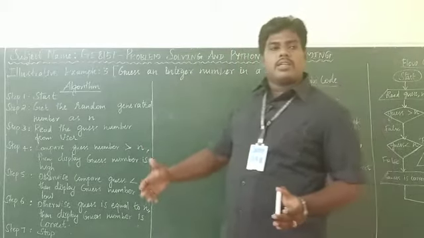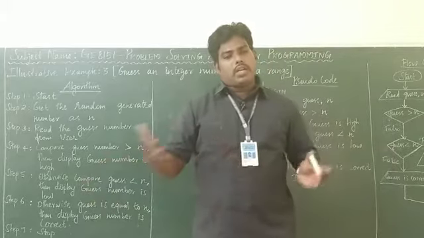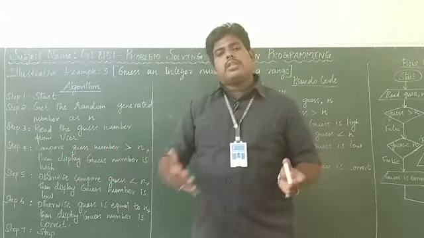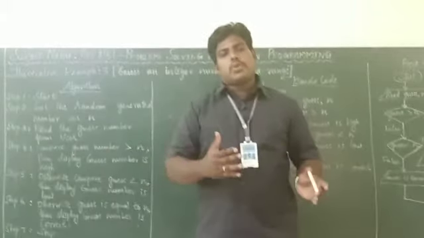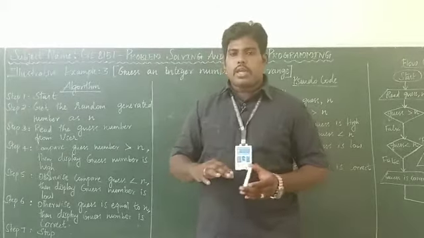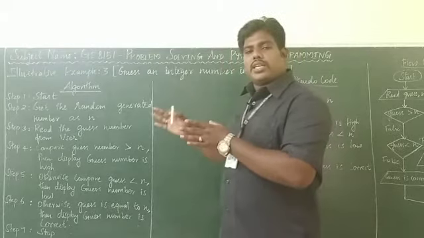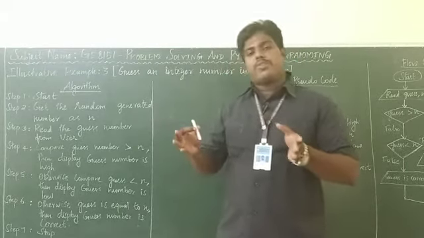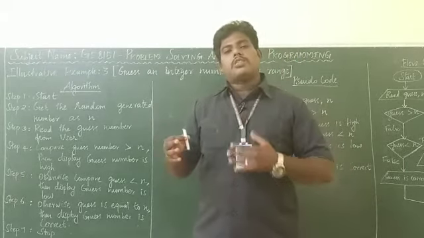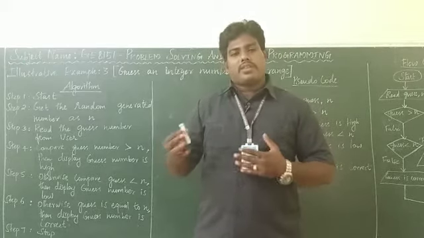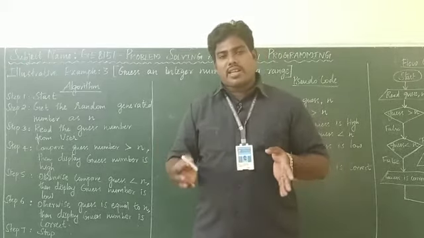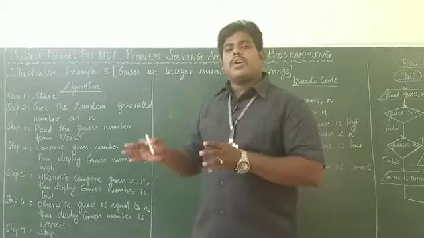Range means a border. 1 to 100 means your range is in between 1 to 100, or 0 to 100, and you have to guess one number. This is the concept you are going to learn here. In childhood you played with your friends, you were told to guess one number, then you would find whether the number is correct or not, right? The same concept here we are going to do.